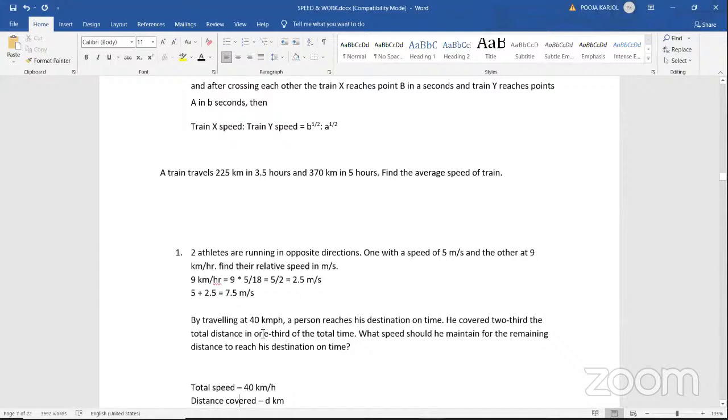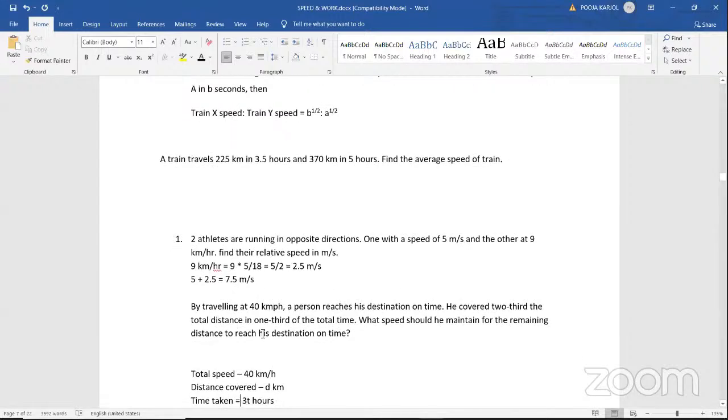Okay. We did average speed. Now we'll go for relative speed, and teach the concepts quickly. Then we can solve a few mixed problems.